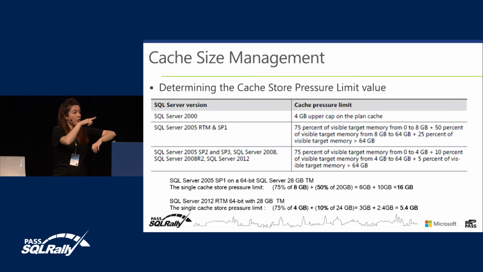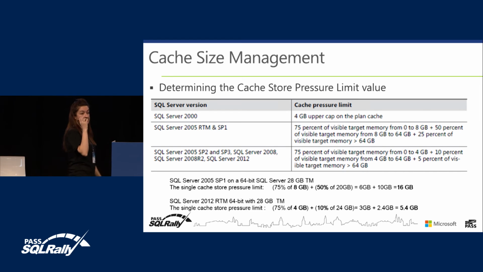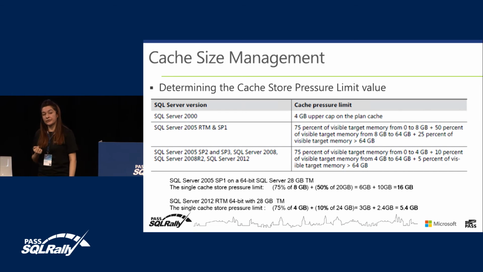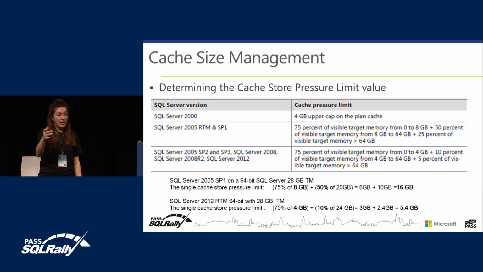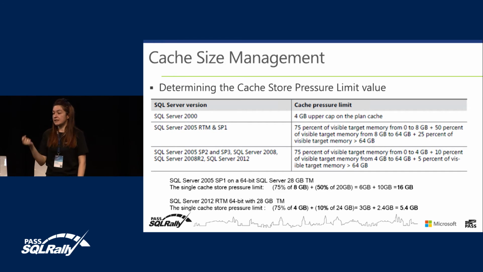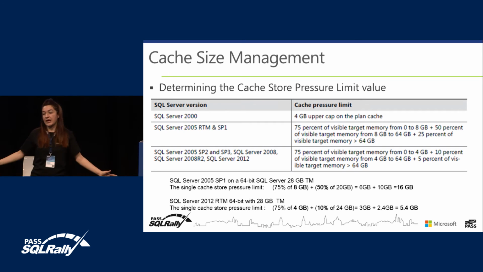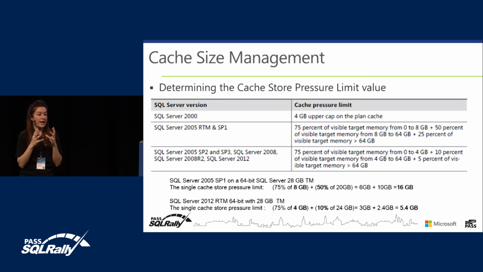So those are two examples of calculating the cache store pressure limit. Why so important? Because the cache store pressure limit is the value that is calculated inside SQL Server, and when you reach this value per particular cache store, then SQL Server raises a memory pressure event. And when the memory pressure event is escalated, then a specific algorithm takes place and starts to remove plans from cache.